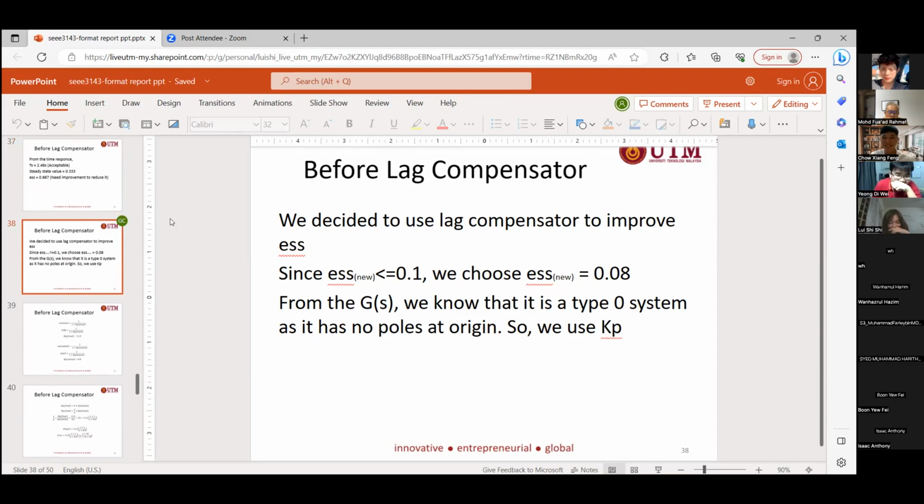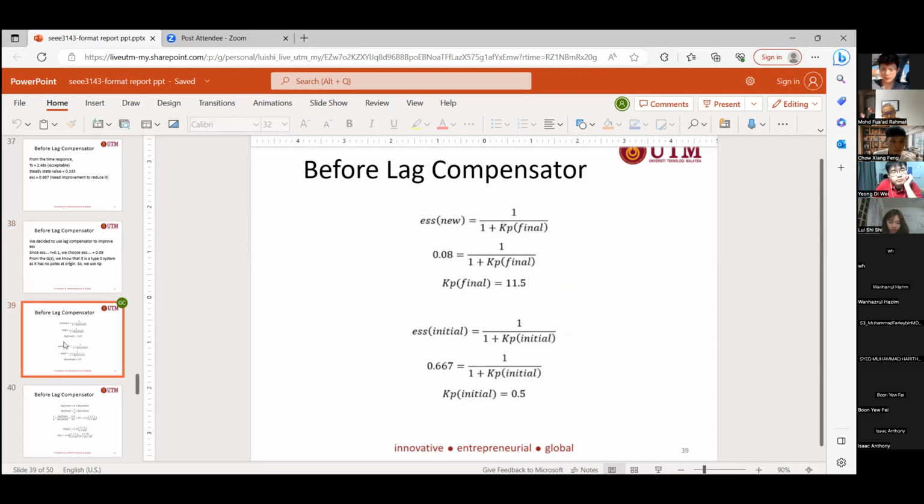So we decided to use a lag compensator to improve our ESS. Since our ESS must be less than or equal to 0.1, we choose a value for it. From the transfer function, we know that the system is type 0, as it has no pole at the origin. So we use Kp.